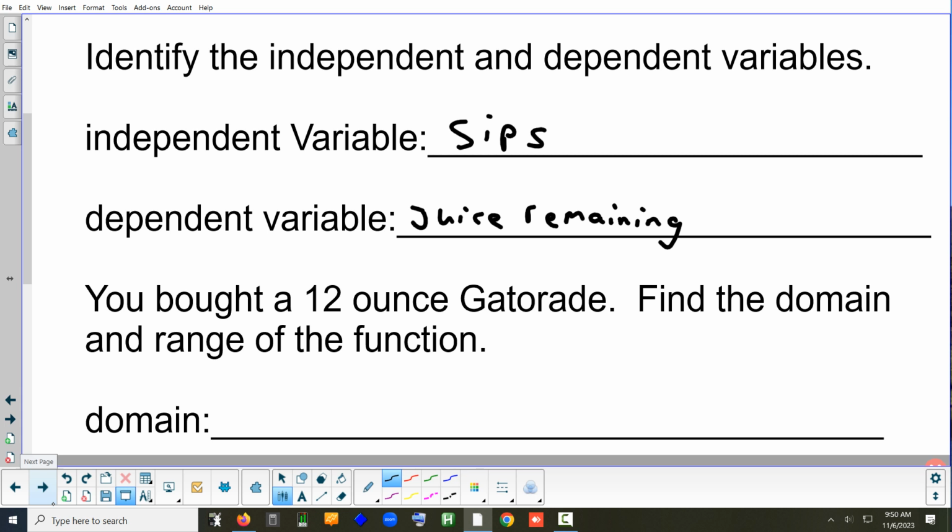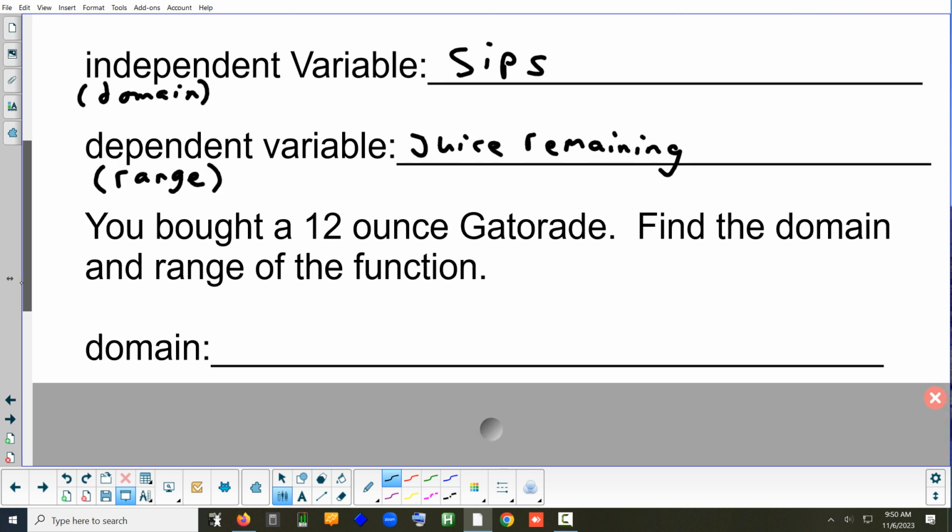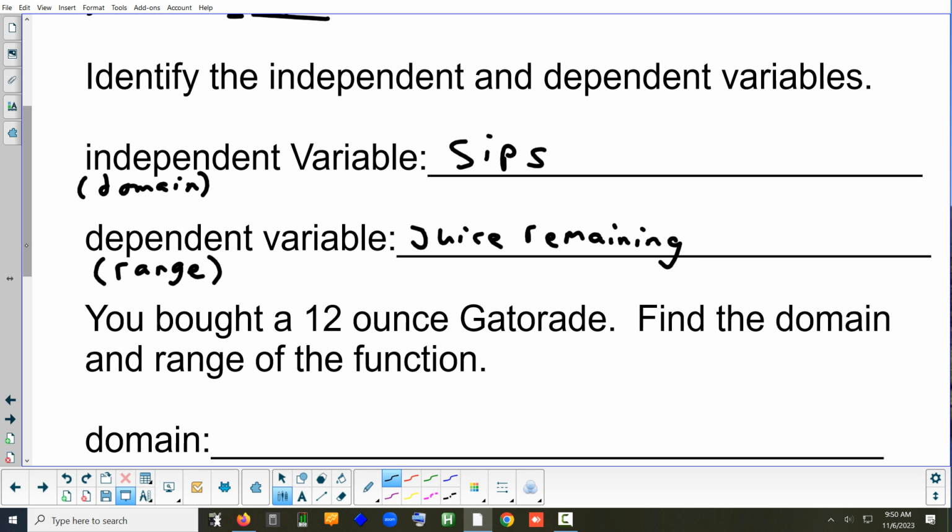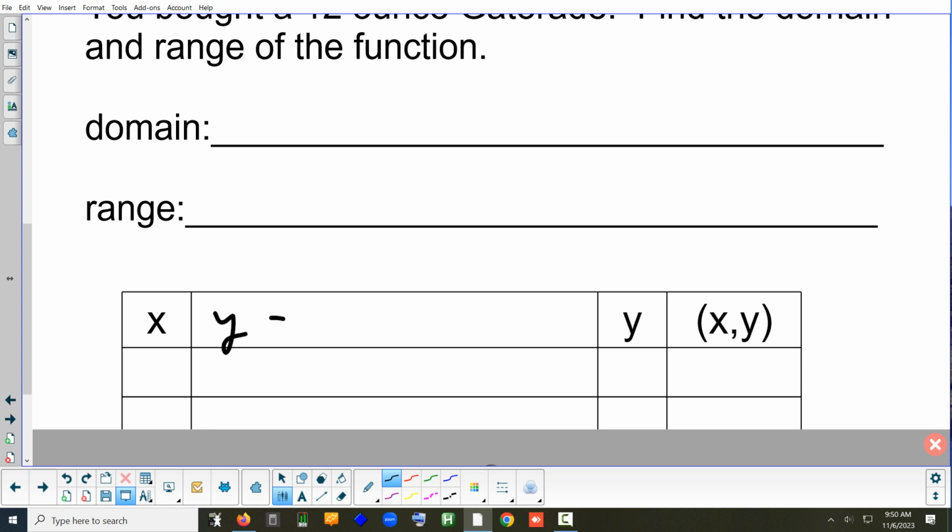And now, it says that the juice that we bought is a 12-ounce Gatorade. Find the domain and the range. Okay, let's write that up here too. Which one is domain? Independent or dependent? Yes, that's another name for the independent. And which one is the range? Dependent. Yep. All right, so let's write down our formula. Y equals negative 3x plus 12. Right, and this table is going to help us to find the domain and range.